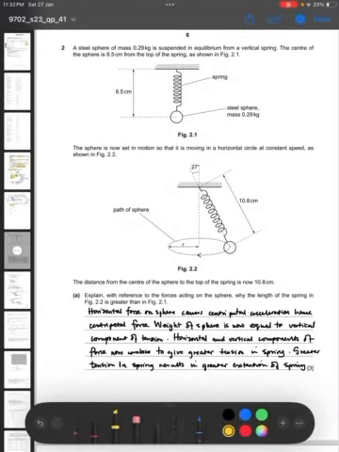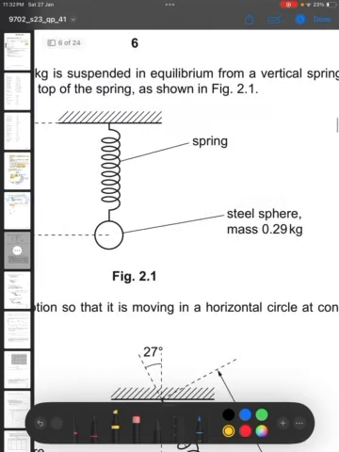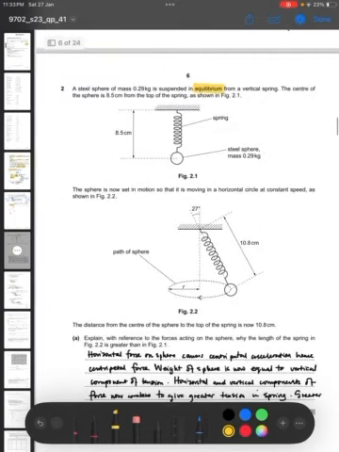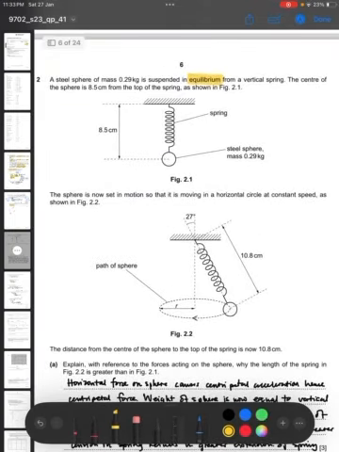Question 2. A steel sphere of mass 0.29 kg is suspended in equilibrium. Those are the keywords you must note when you're reading a question. Suspended in equilibrium means that the resultant force in any direction is 0, and the resultant moment about any axis is also 0. So it's suspended in equilibrium from a vertical spring. The center of the sphere is 8.5 centimeters from the top of the spring as shown in Fig 2.1. So check Fig 2.1 there.